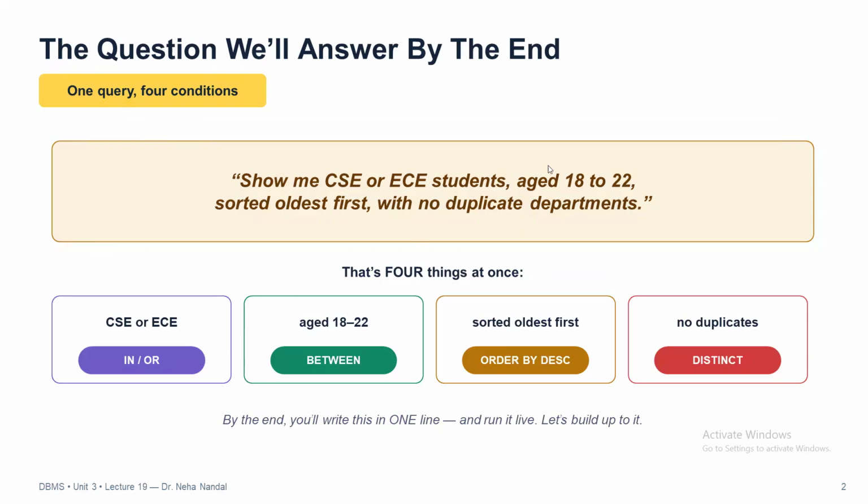We'll be answering this by the end of this video. Show me CSE or ECE students aged between 18 to 22 sorted oldest first with no duplicate departments. So here we are going to utilize four things together: either CSE or ECE, that is IN; aged between, that is BETWEEN; sorted, that means ORDER BY; oldest first means descending order; no duplicates, no duplicate department means DISTINCT.